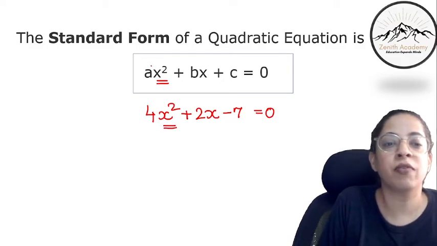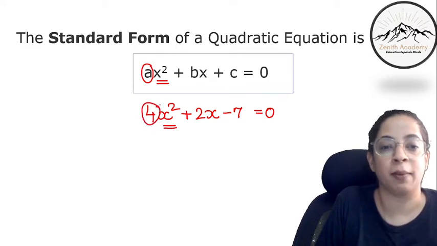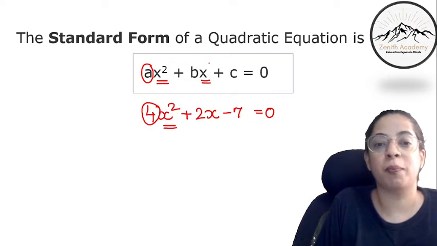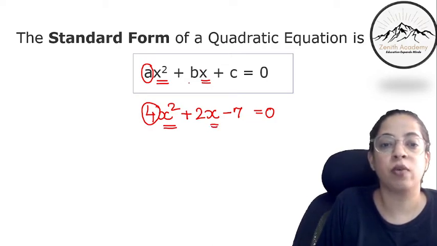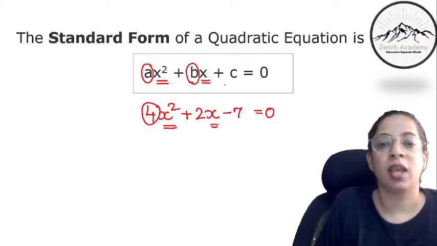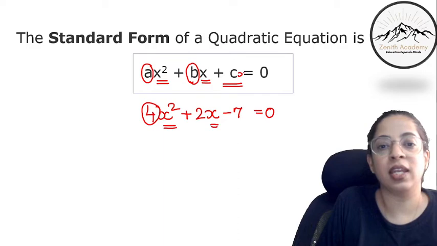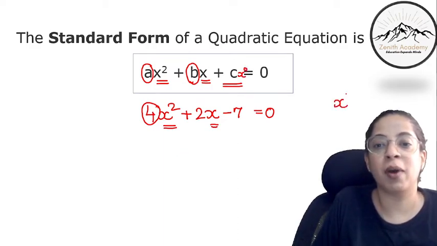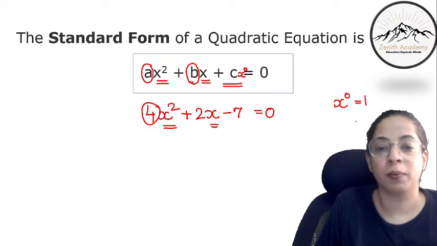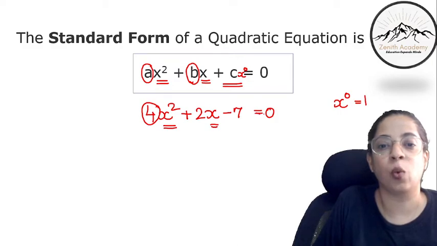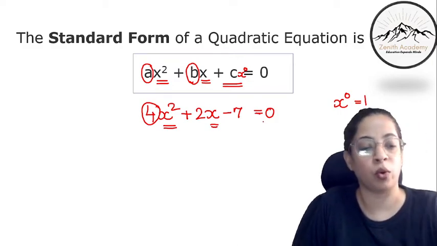The coefficient of x square, whatever the coefficient is there, it is known as a. Then there will be x, that is any variable with the power 1. So its coefficient is known as b. And then there will be a constant number. So constant can be any variable with the power 0, isn't it? So anything with the power 0 is actually 1. So only if we write c, that's okay, and that will be equated to 0 because it is a quadratic equation.